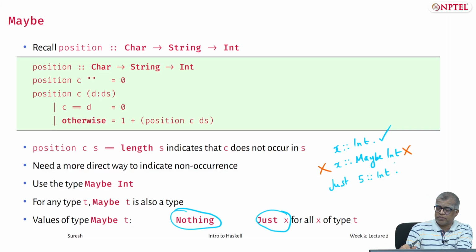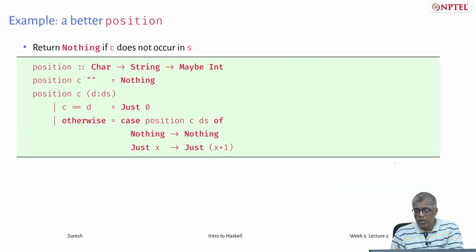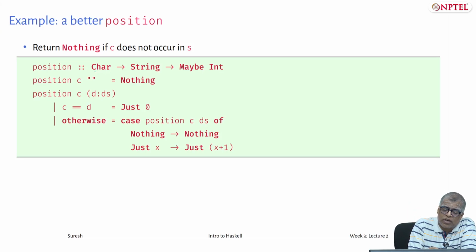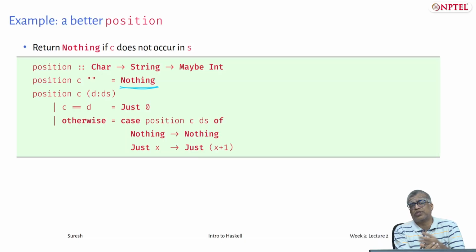Just 5 is an integer. So now what one can do is change the signature of the function to char -> string -> Maybe Int. The position of C in an empty string is nothing. This is a null value because C does not occur in the string, so there is no position at all.